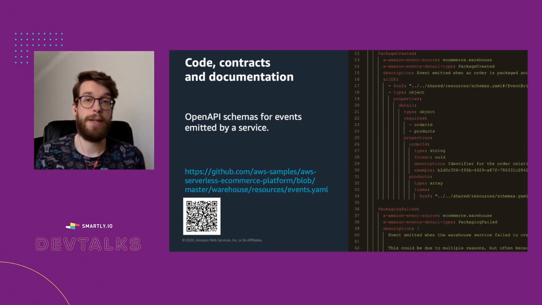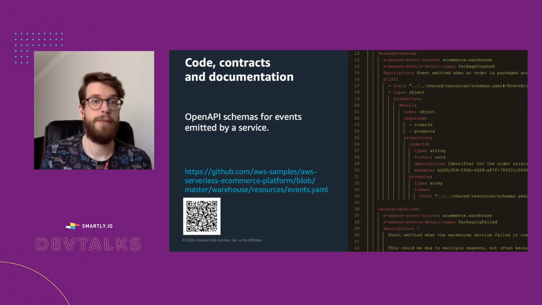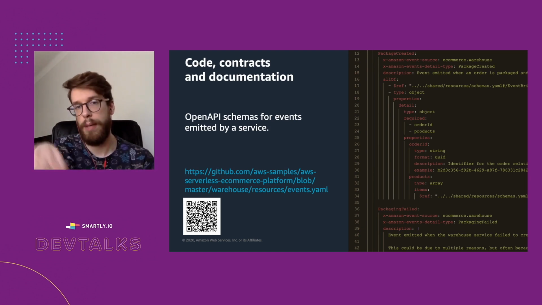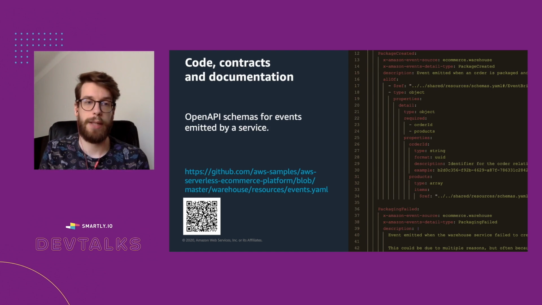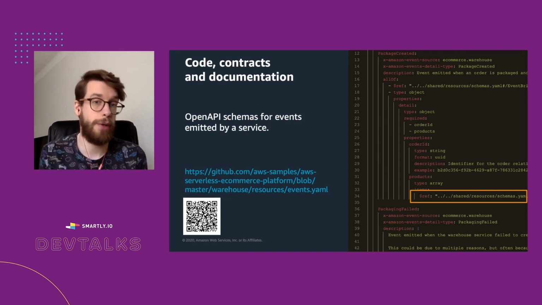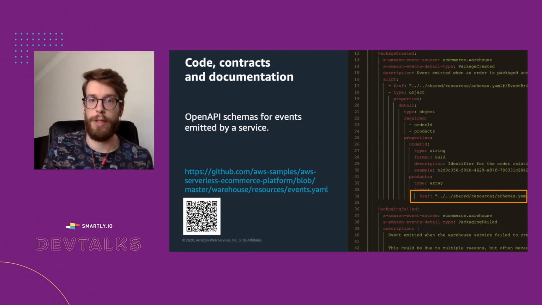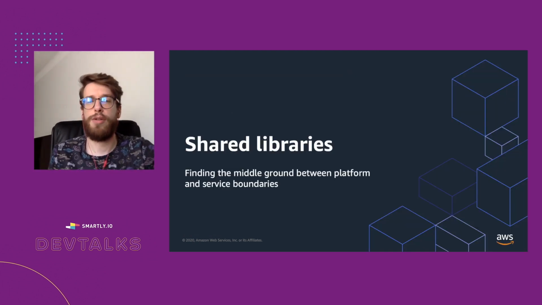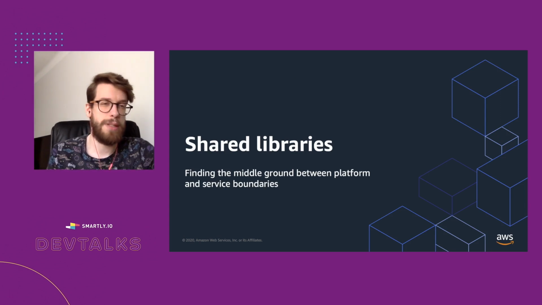And for EventBridge, it's kind of the same thing. It's also using OpenAPI schema for the events emitted by a service. So I can also show to other teams, hey, that's how it is. And within EventBridge, you have the schema registry that can be used for things like producing code artifacts for a specific schema. And once again, I'm using this shared vocabulary. So the package created will contain the list of products in that package, and therefore, once again, we need to know what's a product.